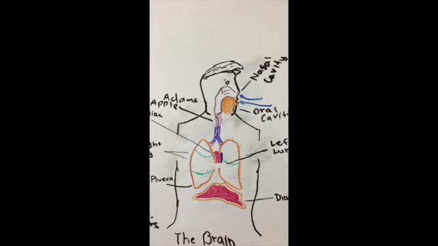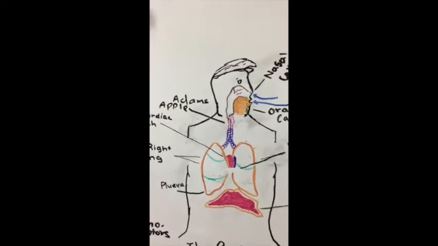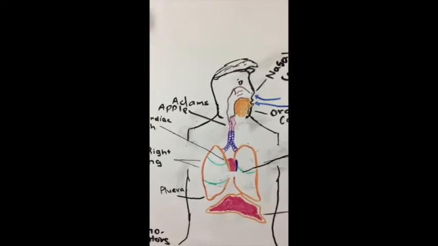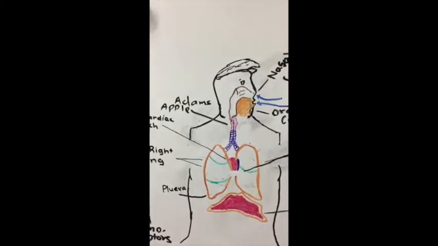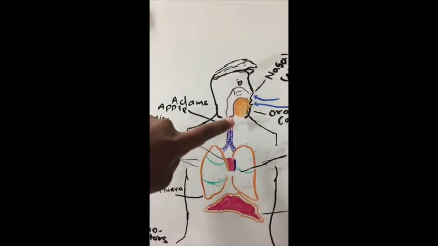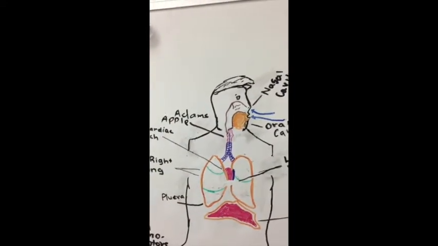Once breathed in, the air will make its way down your throat, approaching the Adam's apple. The Adam's apple is in the middle of your throat, and it controls the pitch of your voice. The Adam's apple shown here is this pink section, and once again it controls the pitch of your voice.